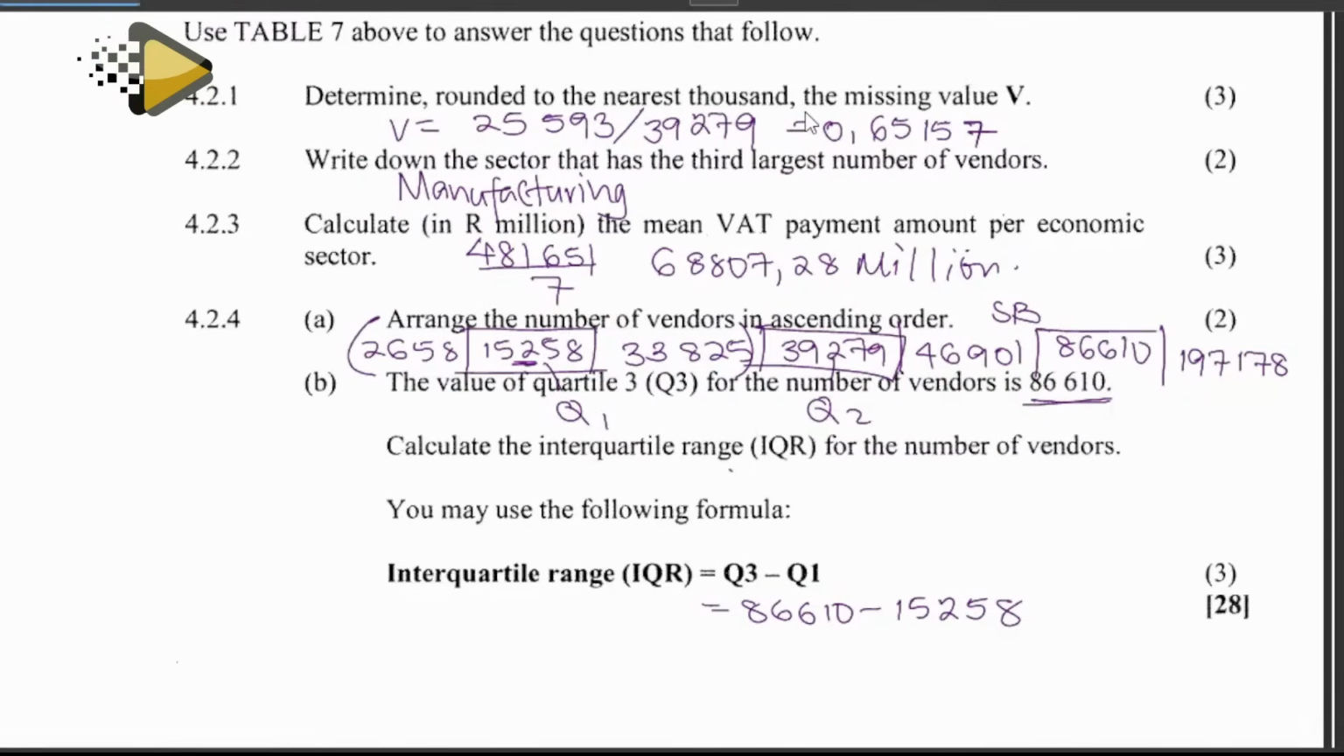And this is Q3. So we are looking for the interquartile range, which became 7, 1, 3, 5, 2.